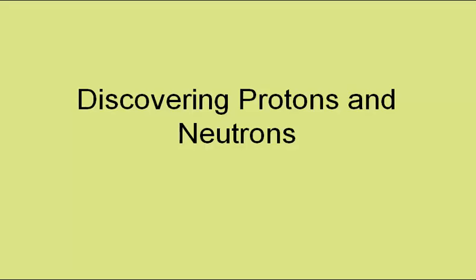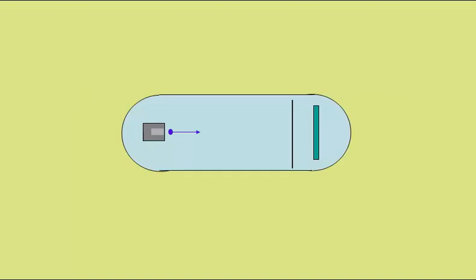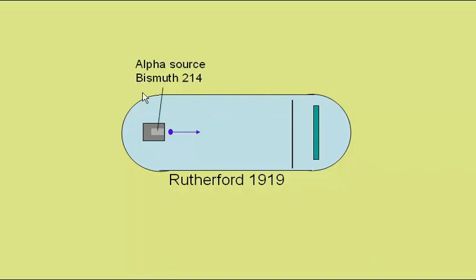Discovering protons and neutrons. This is a diagram of apparatus similar to that used by Ernest Rutherford in 1919 that led to the discovery of the proton. He had an alpha source. He used bismuth-214. This is representing an alpha particle being emitted.